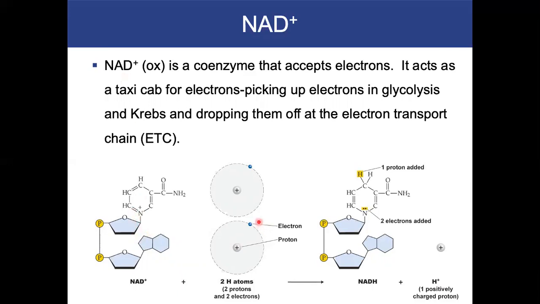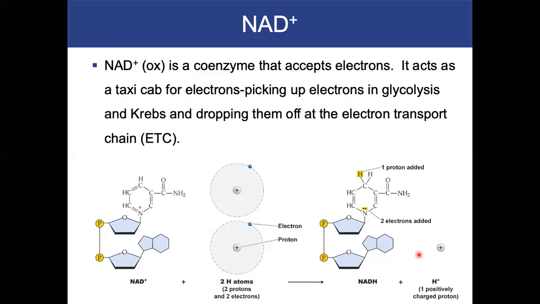Here is NAD. It's going to grab these 2 electrons and 1 proton from these 2 hydrogens and stick them on there, and you're going to have an H plus left over. So an ion is left over. Just by doing this reaction, we have proton accumulation. So in actively respiring tissue, we're going to have a slightly lower pH. They're going to be more acidic because of the accumulation of H plus.